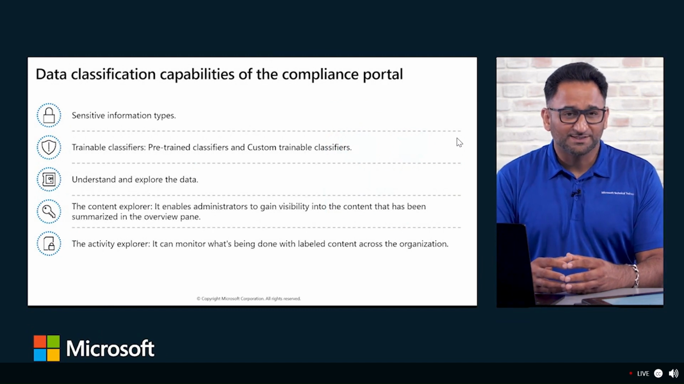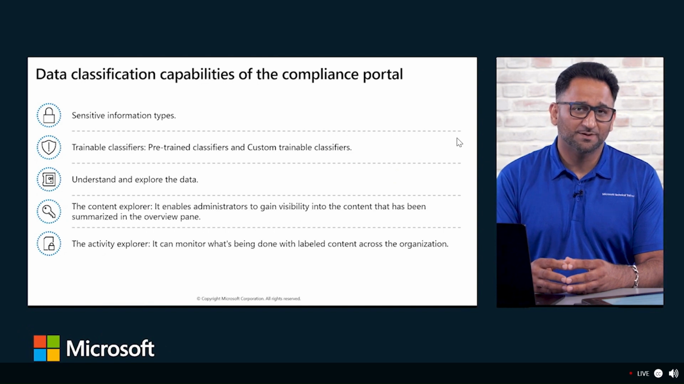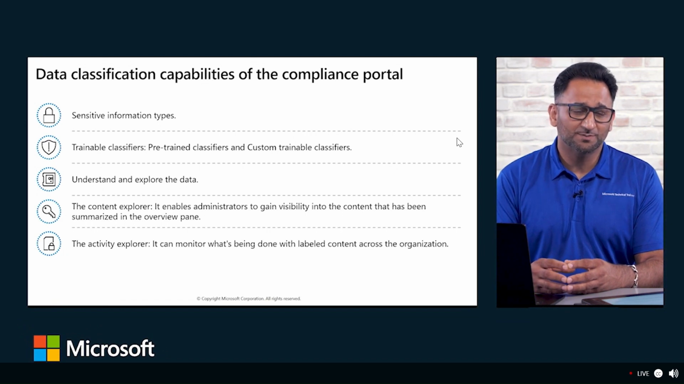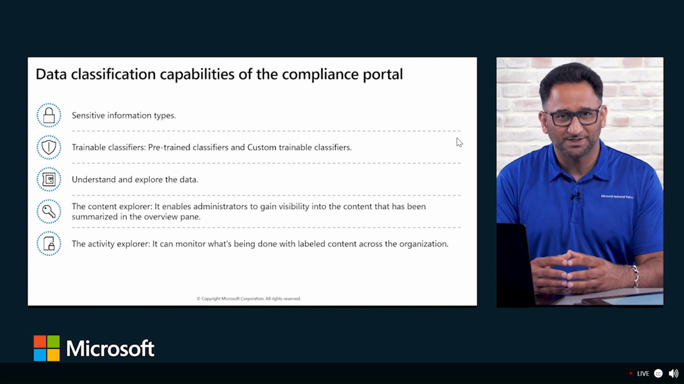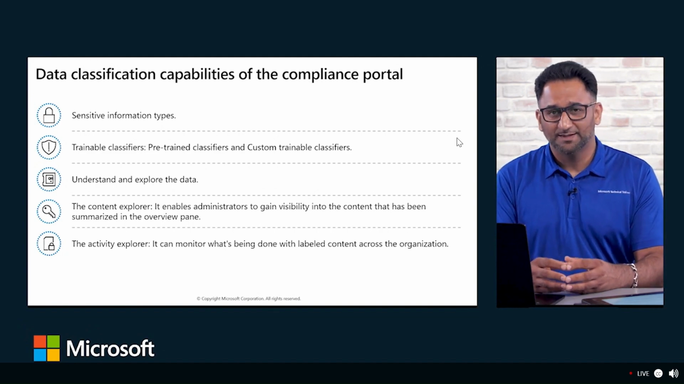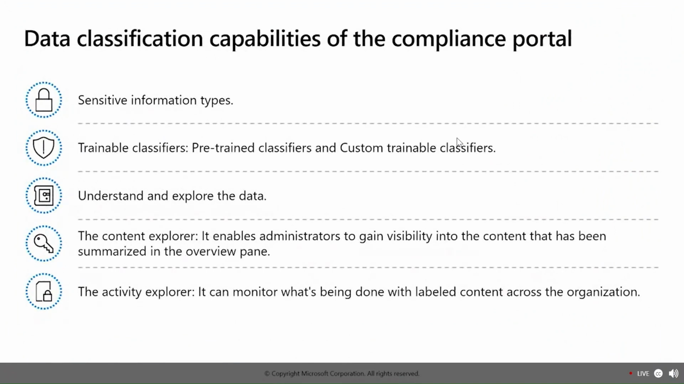We can start looking at data classification capabilities in the Purview Compliance portal. Within this, we'll talk about sensitive information types and trainable classifiers that you can use to understand where your data exists and how you can label that data in different parts. Let's jump back into the portal to look at sensitivity labels and sensitive information.